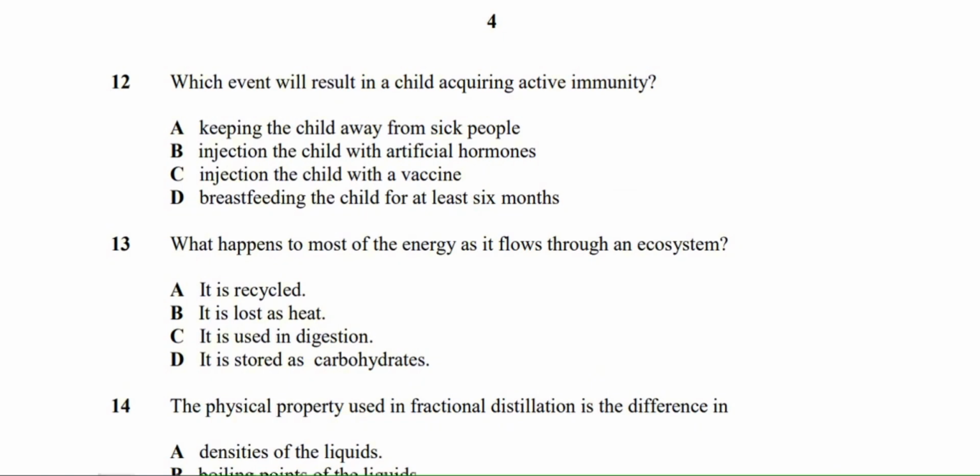Question 12. Which event will result in a child acquiring active immunity? So this one means that the child is going to produce their own antibodies. The only correct one is when a child is injected with a vaccine. Breastfeeding will provide passive immunity. Injecting with artificial hormones will do nothing to the immunity. And keeping the child away from sick people does not help the immunity.